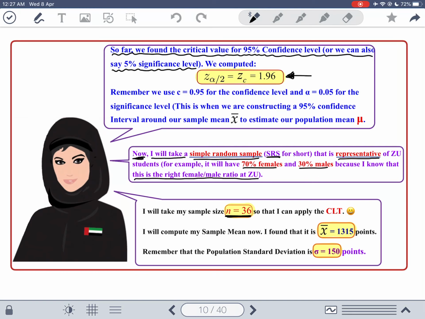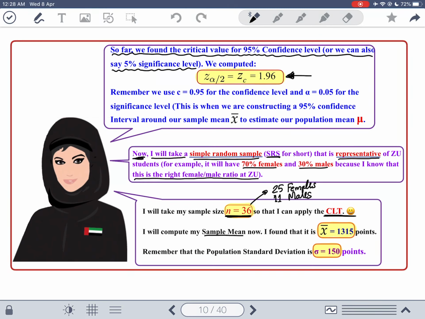And why? So she can apply the central limit theorem, as I told you at the beginning. So now she says that she will compute her sample mean. She has 36 students that she asked, about 25 of them females, that's 70%, and 11 males, that's 30% of 36. So let's write 11, good. Okay, so she will ask 25 females and 11 males.